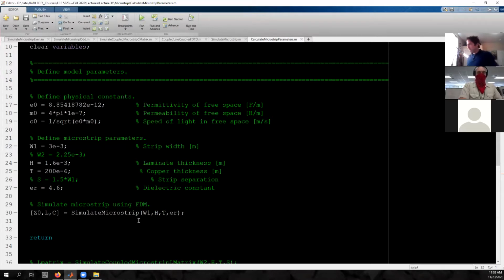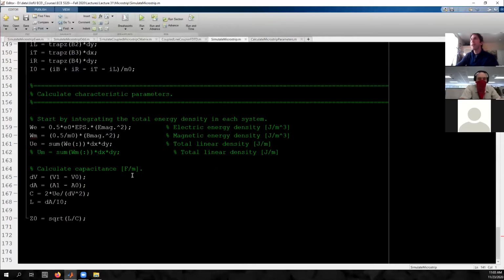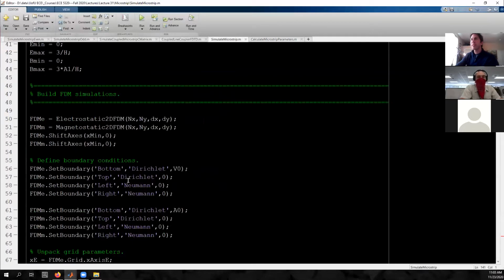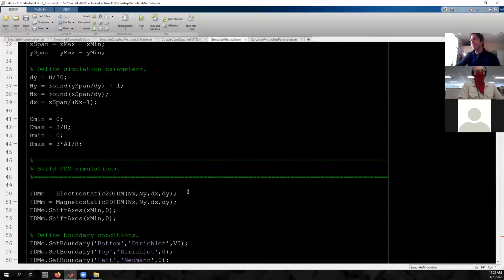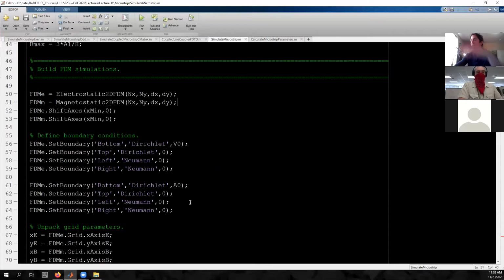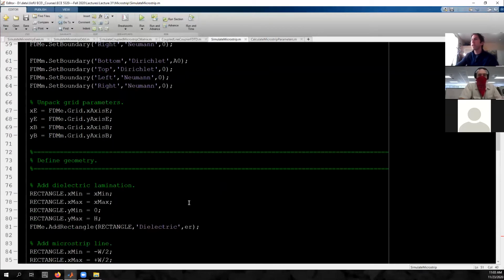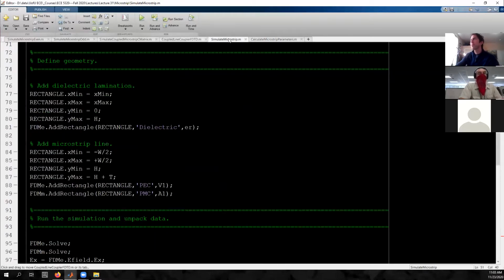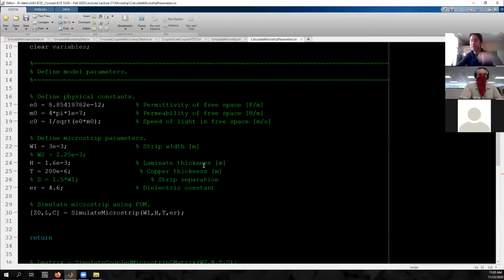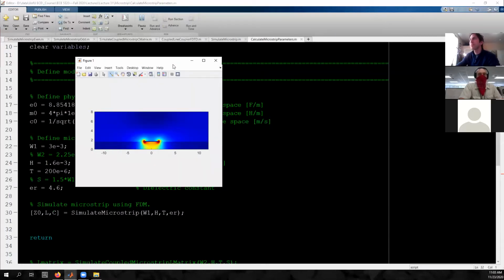But it's that same idea where you can use finite difference methods to calculate an electrostatic model. So that's what this little code here is doing. It just says simulate microstrip. And when you go through, it creates this class instance of an electrostatic simulation and then a magnetostatic, and it just fills in all the appropriate boundary conditions for a microstrip line. So I'm going to go ahead and just run that real quick, and you'll see the simulation looks like that.